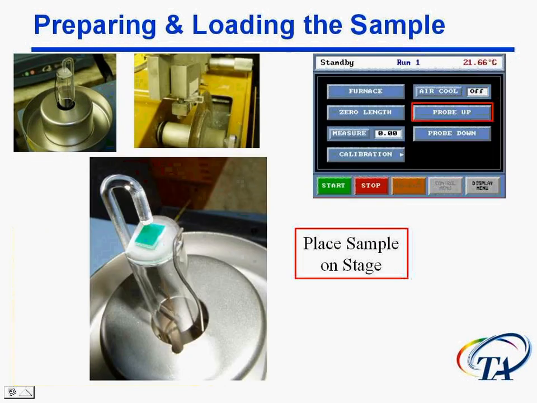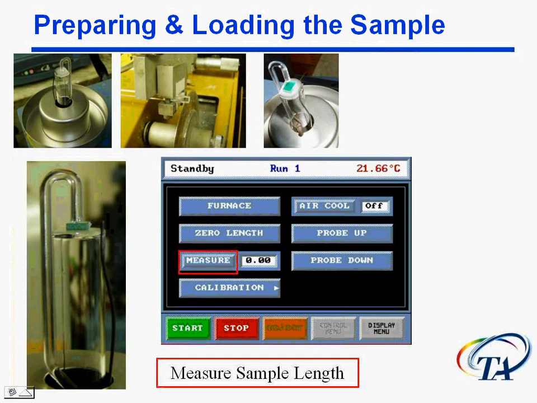Now we're going to place the sample on the stage. We talked about cutting the sample; here's putting it on the stage. I used a different sample just for color to make it easier to stand out. But here you can see that the sample's sitting on the stage. We can use probe up to lift the probe up. You can actually reach into the drawer, open up the door on the front of the instrument, to lift the probe, but generally you'd want to use probe up. And now we can hit the measure button, and it will measure the sample length.